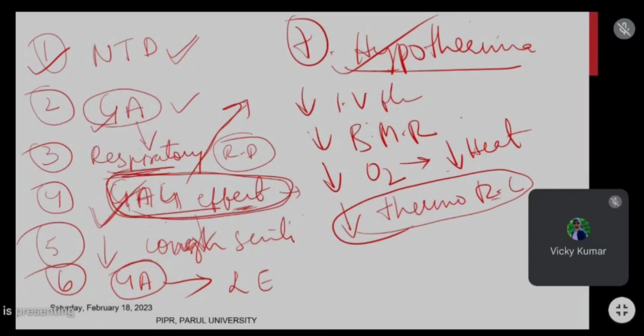That is because patient will be having heavy fluids. It decreases basal metabolic rate. Oxygen consumption is very less in general anesthesia. Heat production is less, and it also alters the thermoregulatory center in the brain. With that, it causes hypothermia.